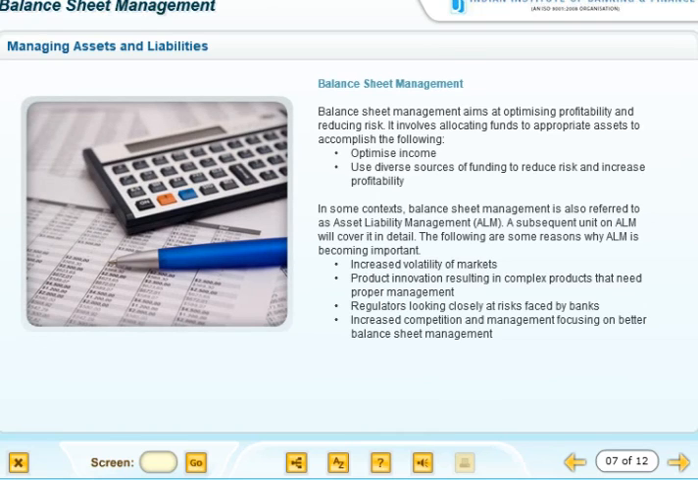Balance sheet management aims at optimizing profitability and reducing risk. It involves allocating funds to appropriate assets to accomplish the following. Optimize income. Use diverse sources of funding to reduce risk and increase profitability. In some contexts, balance sheet management is also referred to as Asset Liability Management or ALM. A subsequent unit on ALM will cover it in detail.